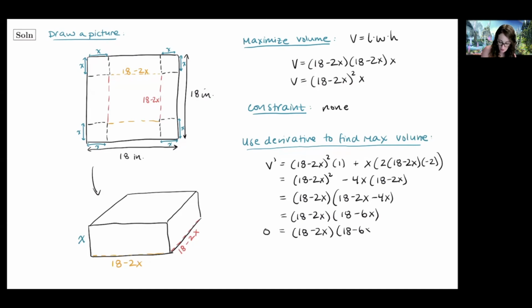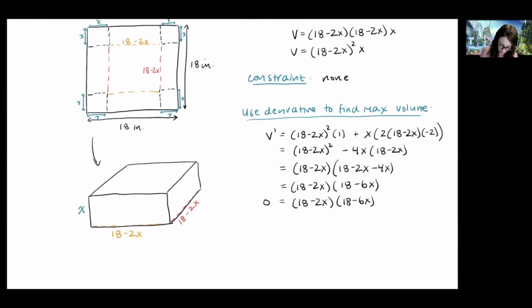We did all of the hard work already by factoring this. When we have a product set equal to 0, we would like to just set each factor equal to 0. So we're going to take the 18 minus 2x, set that equal to 0.